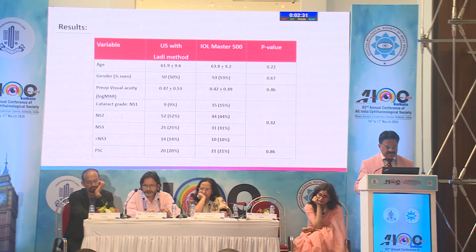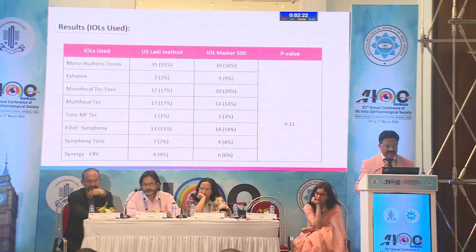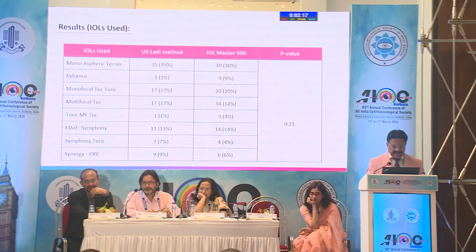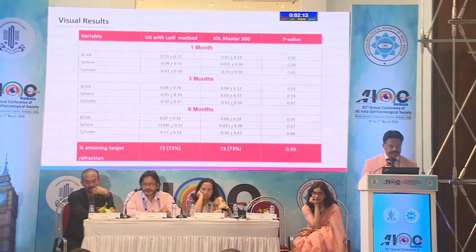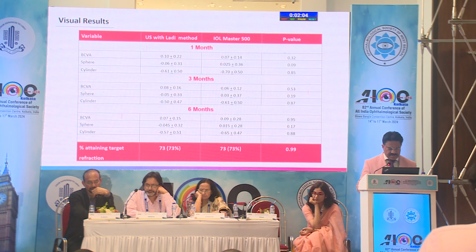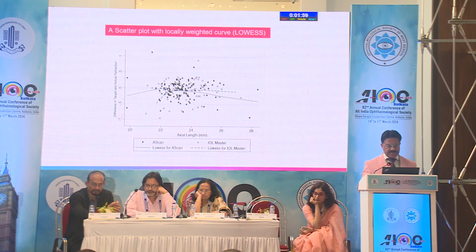All variables, age, gender, visual acuity, and types of cataracts were almost the same in both ultrasound and optical groups with no statistical difference. IOLs were used where monofocal aspheric and a variety of multifocal IOLs were used almost the same in both the groups. Visual acuity, spheres, cylinder at 1 month, 3 months, and 6 months were almost the same in both the groups, and both the groups attained target refraction in 73% of patients.